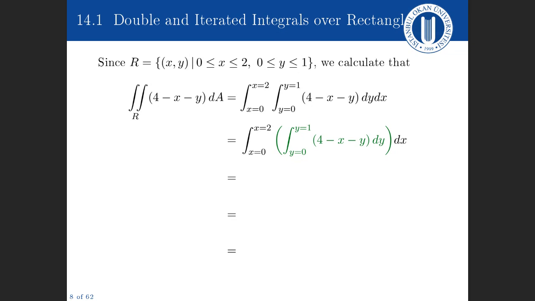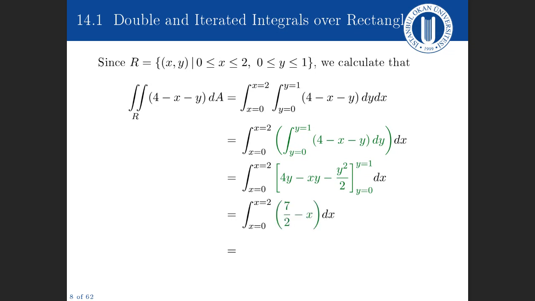The integral of 4 with respect to y is just 4y. The integral of x, pretending that x is a constant, with respect to y is just xy. And the integral of y is y squared over 2. When we replace y by 0 and 1, we just get 7 over 2 minus x.